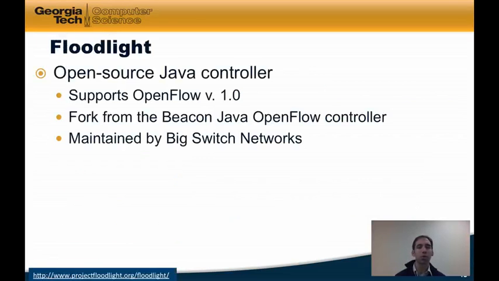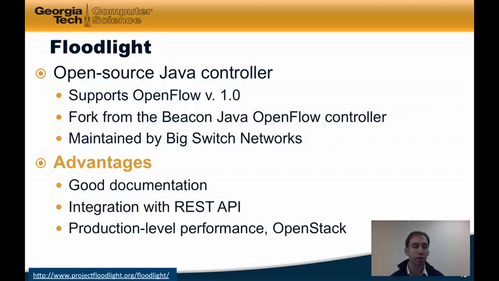Floodlight is an open source Java controller that supports OpenFlow 1.0 and is a fork from the Beacon Java OpenFlow controller. It's maintained by Big Switch Networks. Some advantages of Floodlight include very good documentation and integration with the REST API. REST is a particular software architecture developed by the World Wide Web Consortium that is often used in various client-server architectures. If you're already familiar with the REST API, Floodlight might be a reasonable choice for a controller.